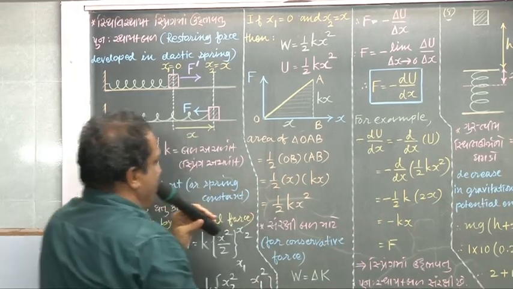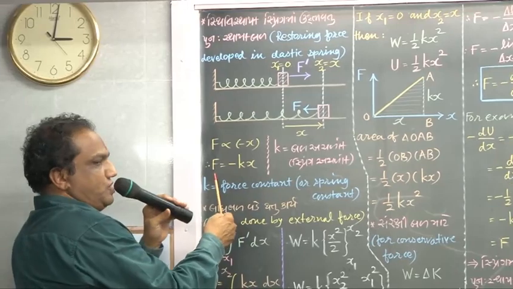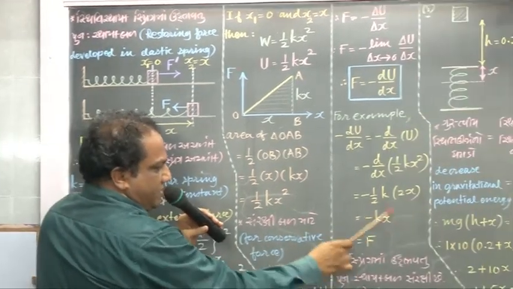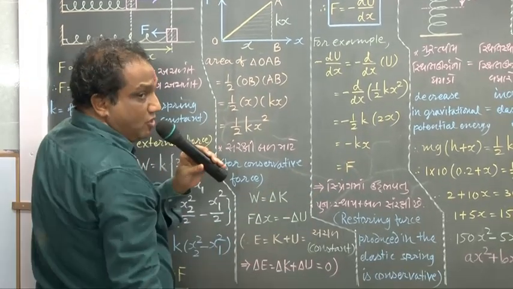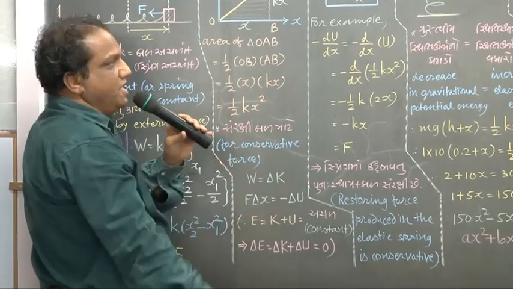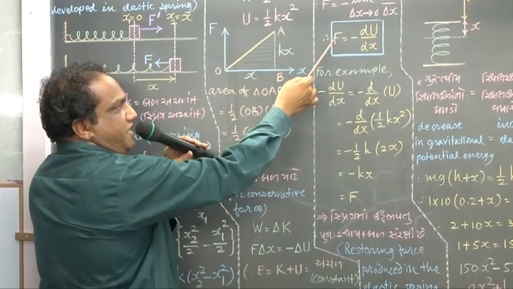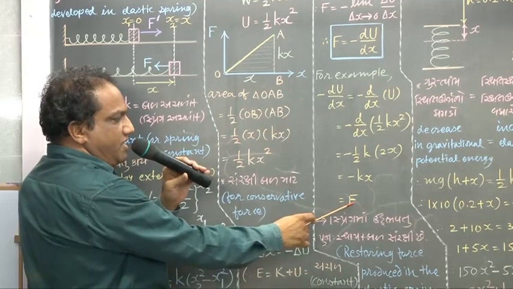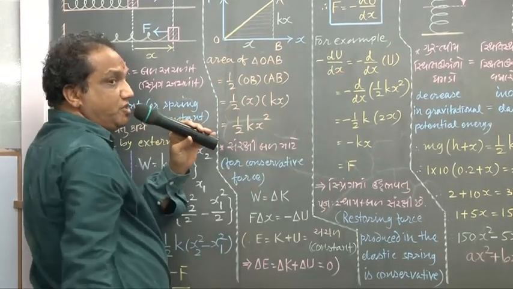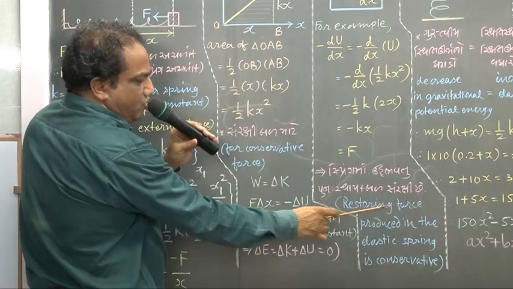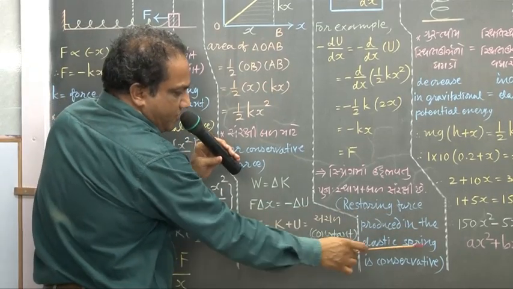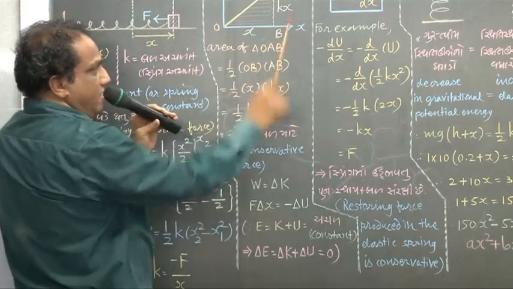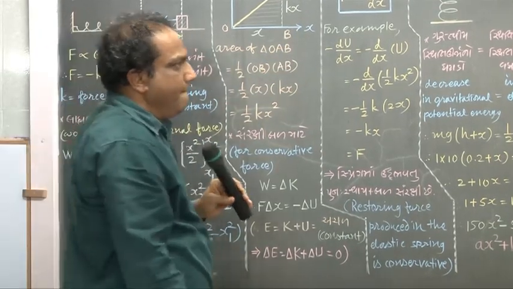What was minus kx? It was the restoring force. So minus kx can be replaced by F. And what is F? Restoring force. Any force which satisfies this condition is said to be conservative. So it is proved that the restoring force developed in an elastic spring must be conservative. That's what I have written here. The restoring force produced in an elastic spring is conservative. It is proved. Okay.